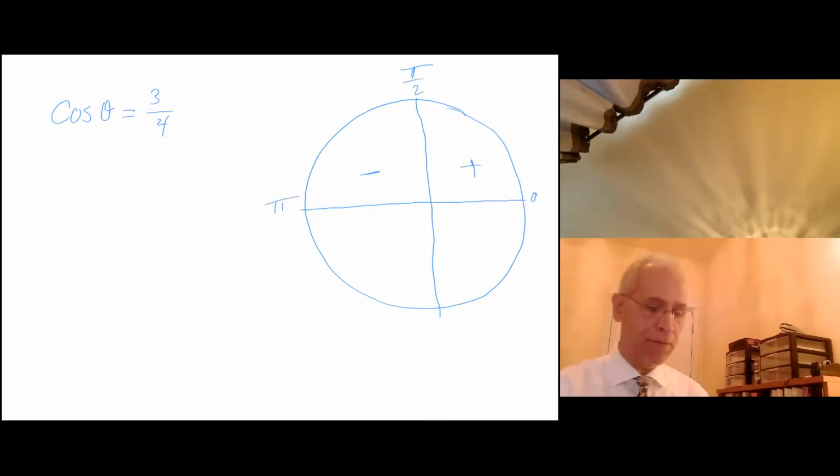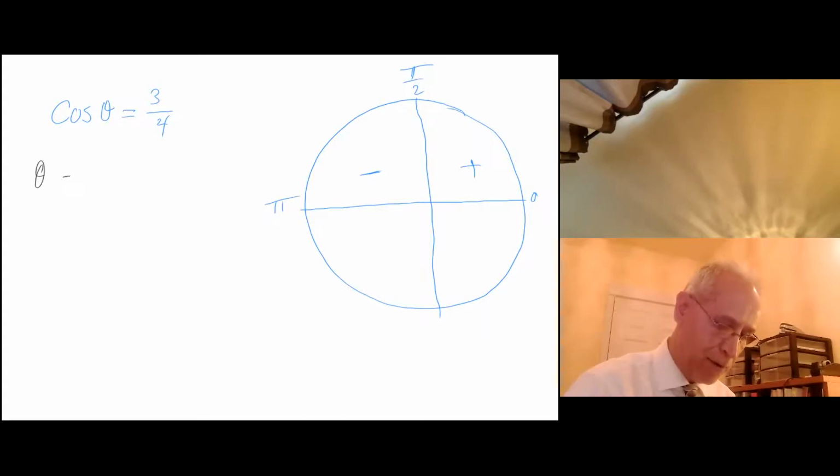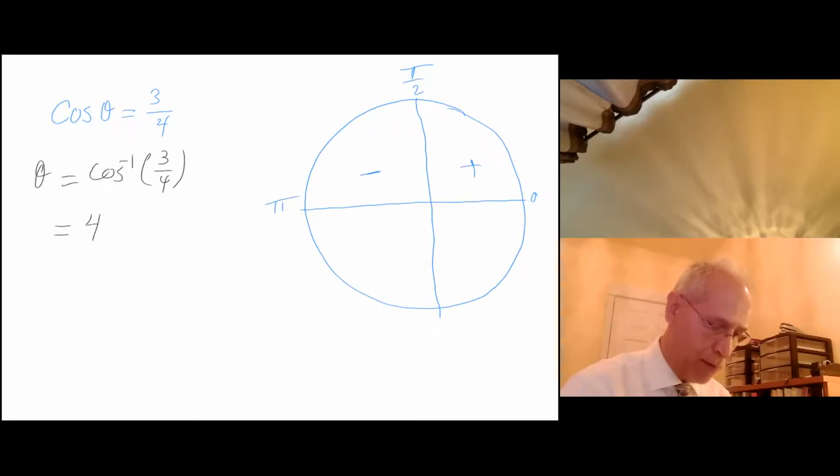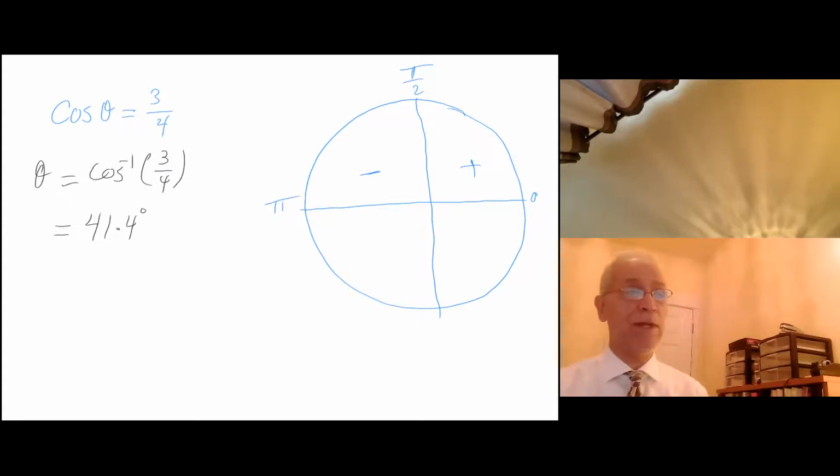So all I have to do is put that in my calculator and take cosine inverse of both sides. Theta equals cosine inverse of 3/4, which to 1 decimal degree is 41.4 degrees. I'm not going to consider another one between 0 and pi because cosine is positive only in quadrant 1. Cosine is not positive in quadrant 2.